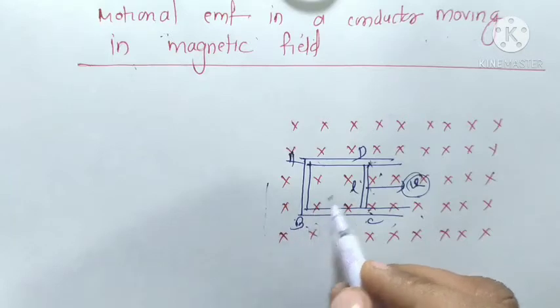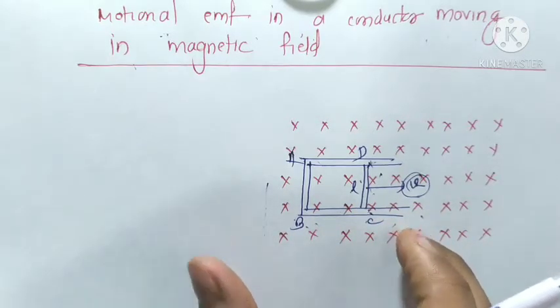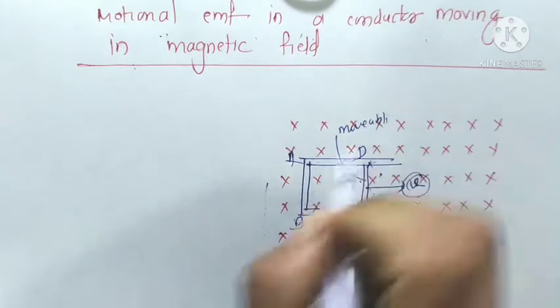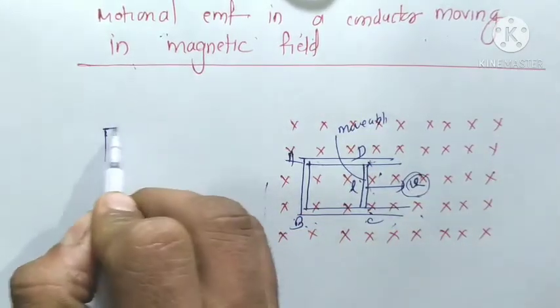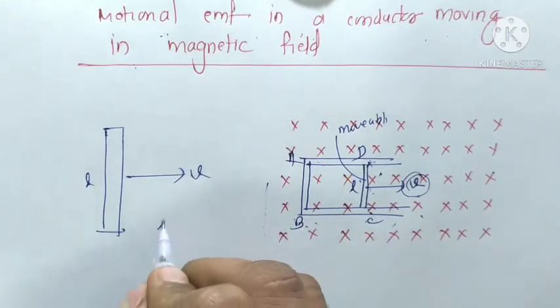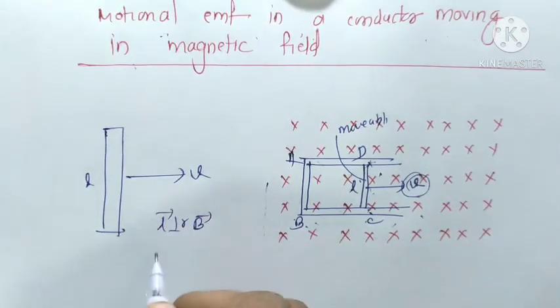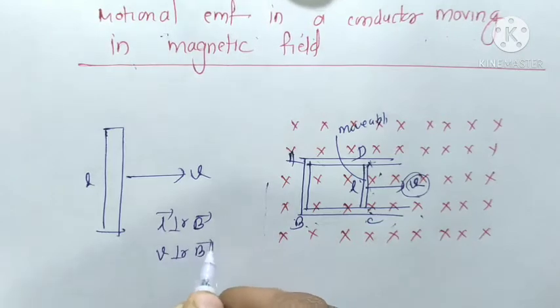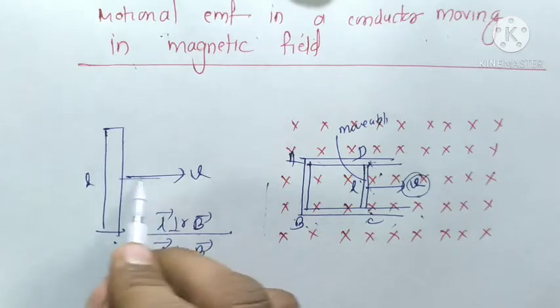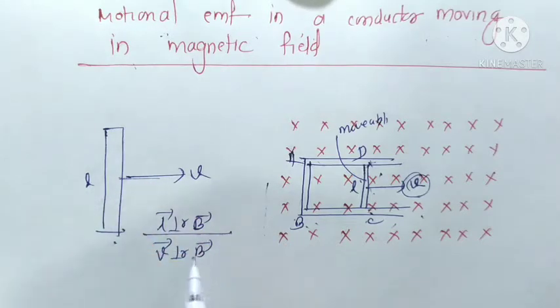This rectangular conductor is made of some metal, and this rod is movable. This is a rod of length L moving with velocity V inside this uniform magnetic field. Here L is perpendicular to B, and V is also perpendicular to B.